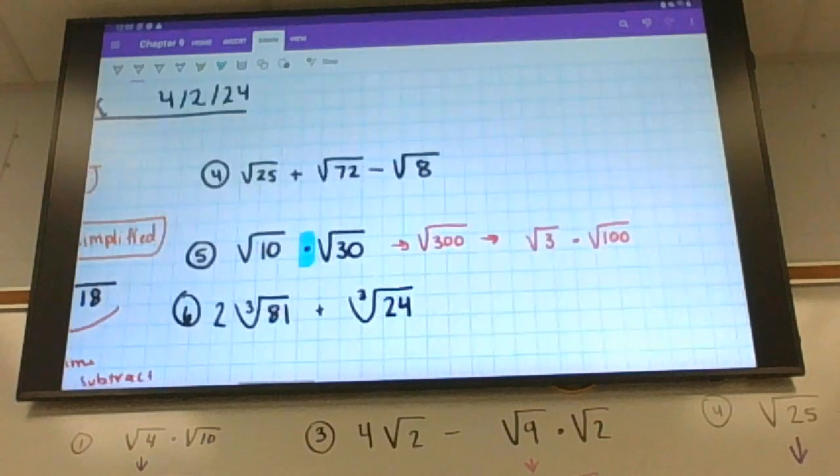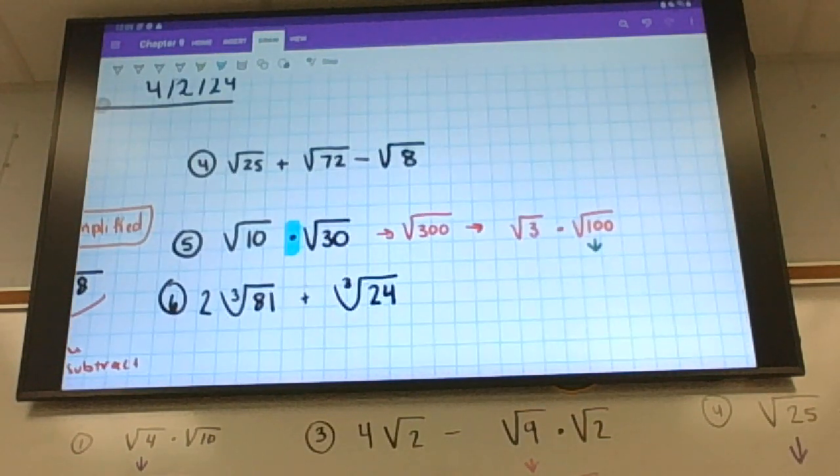And this is interesting because the 100 can become 10. And the square root of 3 is here. So put it in order. The 10 goes first. This is 10 square root 3. So you just basically moved the 10 over. Yeah, I put it first. Got it.